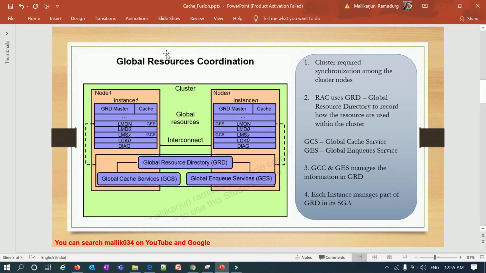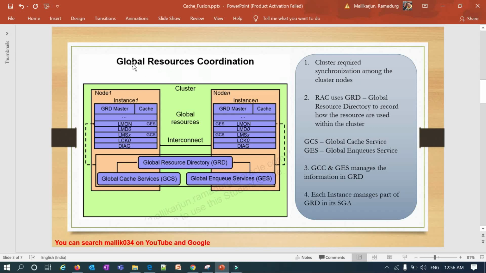And if I go deeper into how this can be achieved, some background processes come into the picture. One is GRD, the global resource directory, and the others are the global cache services, GCS, and global enqueue services, that is GES. These are the three very important components, I can say. One is the GRD table, and these two are the background processes.